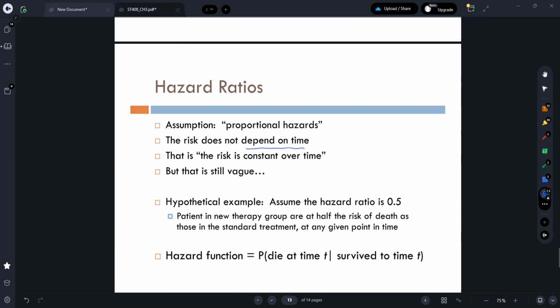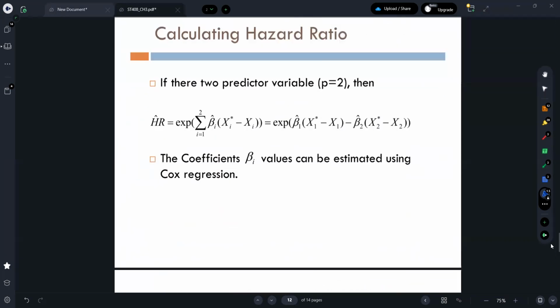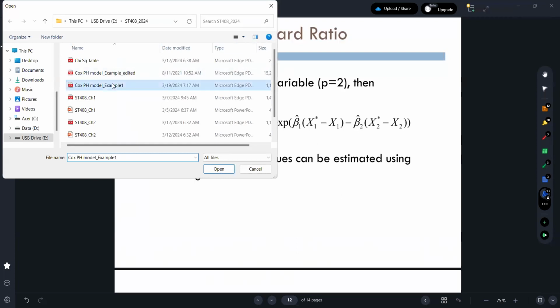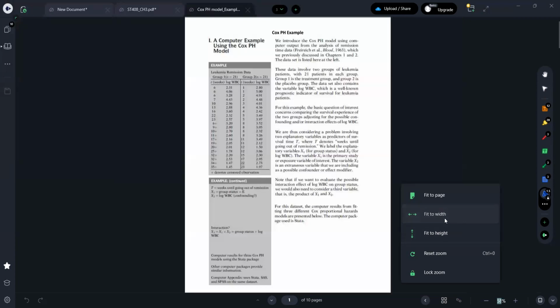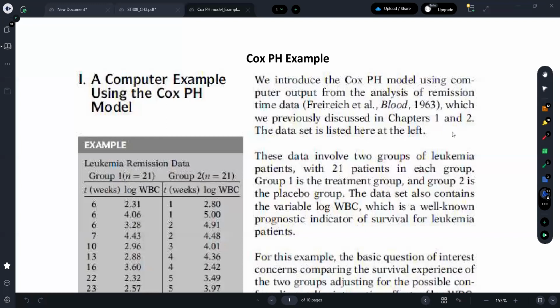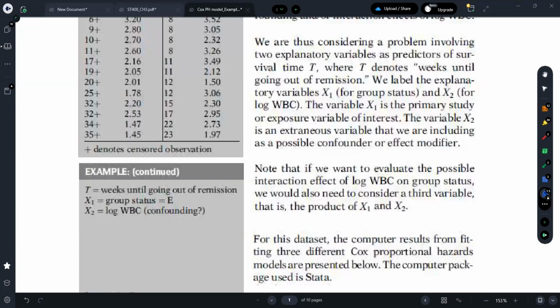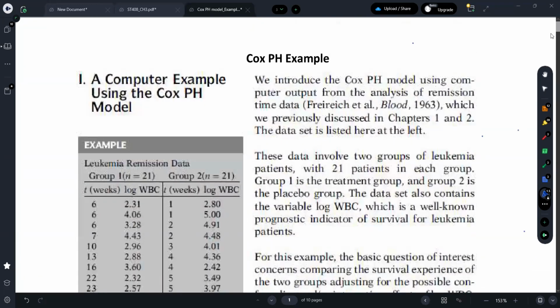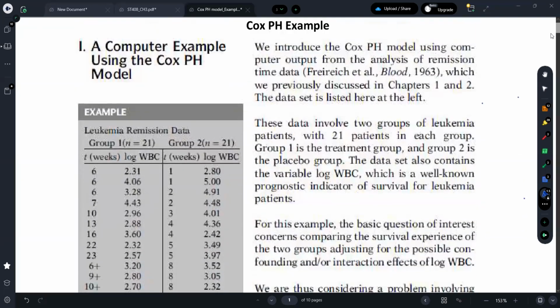Okay, so this is just an example. We already did several examples, right? Okay. So let's try an example with exact values, with an output. I hope you can see the example. This is the leukemia remission data set, right? So read the description first. And then let's try to look at the model and explain, right?